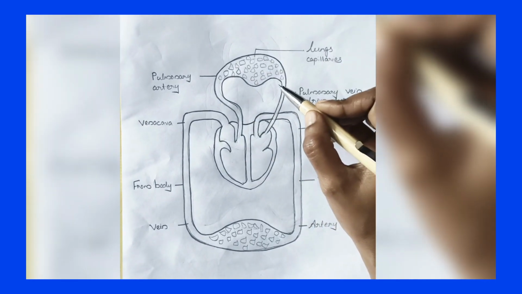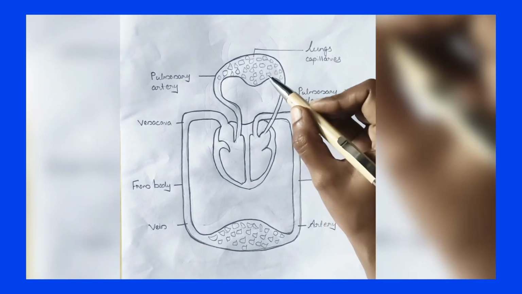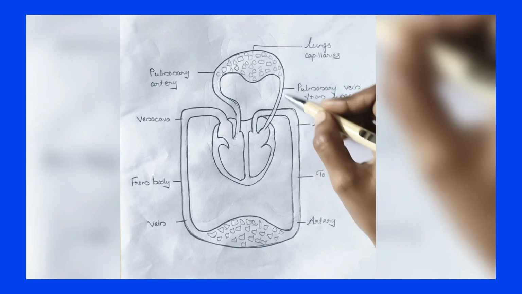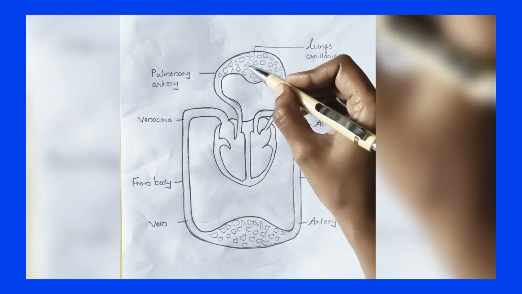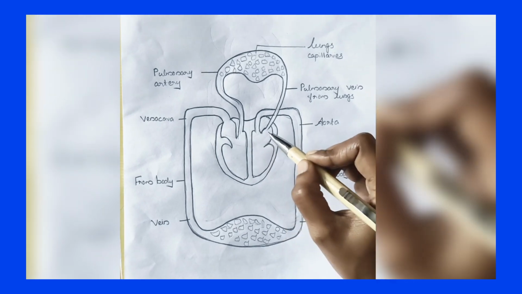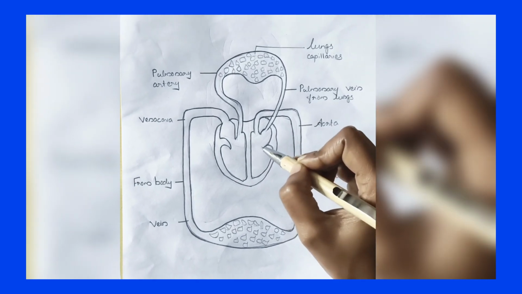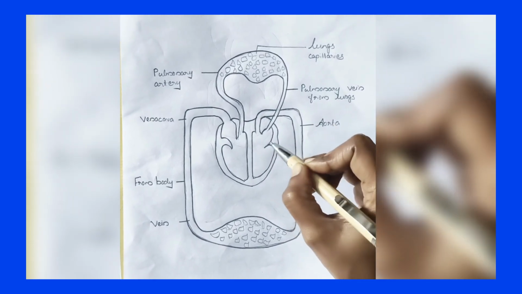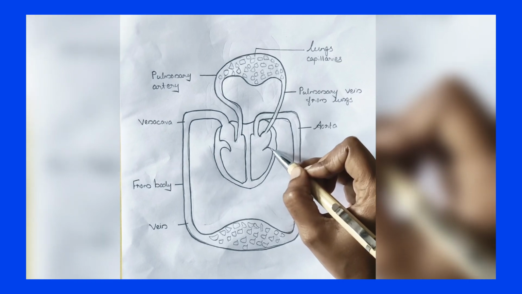So here you can see in one circulation it starts from the lungs, again from the lungs. So during one circulation the blood meets the heart twice. That's why it is called double circulation.